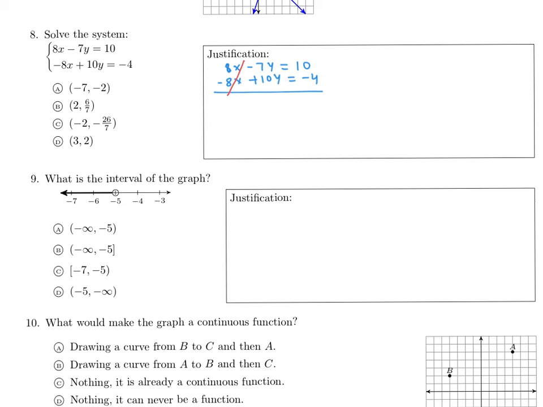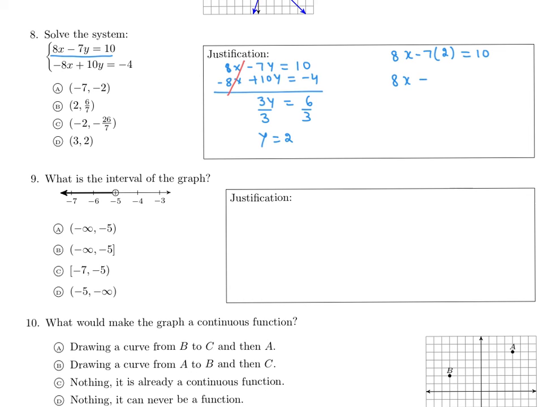What you get here is 10 minus 7, which is 3y equals 6. So 10 minus 4 is 6. Divide by 3 on both sides, you get y equals 2. Now you're going to choose one of the original equations. So I'm using the first equation to solve for x.